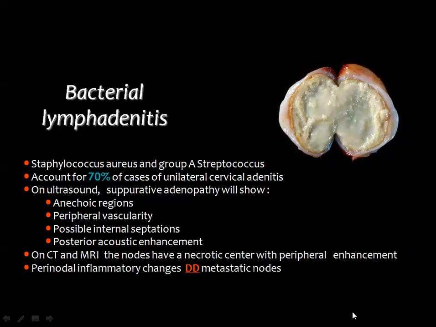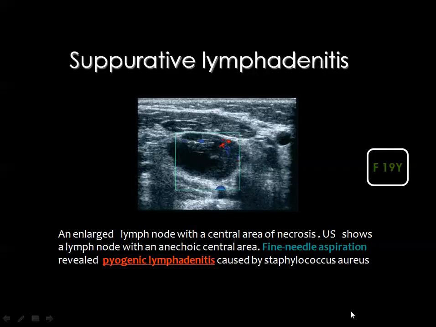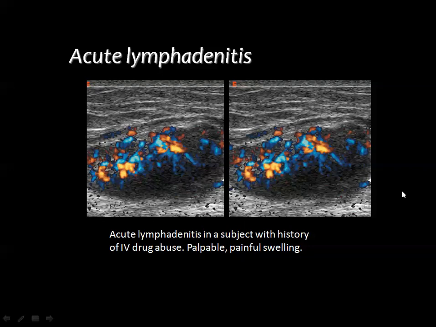And by ultrasound, suppurative inflammation of the lymph node will result in a slight enlargement of the node, anechoic or hypoechoic appearance, loss of the central echogenic fatty hilum, and increased vascularity in the vicinity of the lymph node. And this is an acute lymphadenitis in a patient with a history of intravenous drug abuse presenting with palpable painful swellings. And you see the marked increased vascularity of the inflamed nodes.